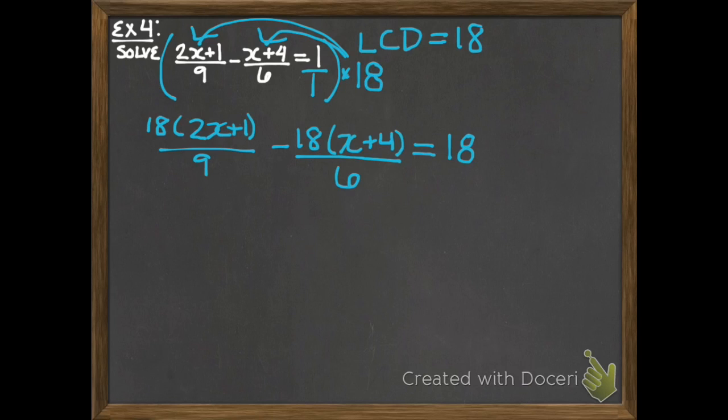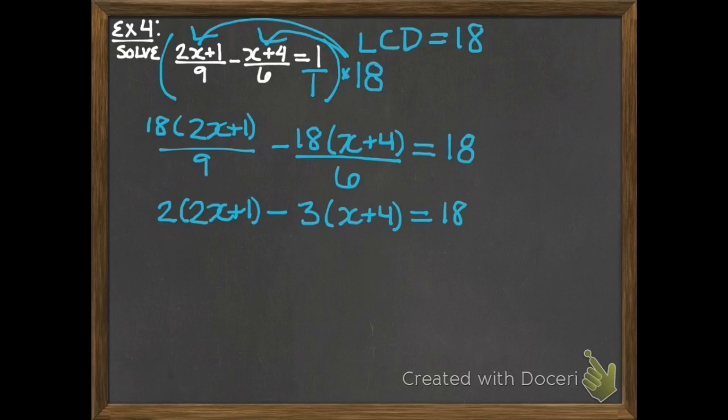And so now, instead of distributing and then resimplifying, which I could do, I'm just going to say, well, 18 divided by 9 is just going to give me 2 times 2x plus 1 minus, and then 18 divided by 6 just gives me 3. So I'm just simplifying this part right here, times the x plus 4. And I can only do that because this is multiplication. It's 18 times something divided by 6, so I can just divide directly into that 18. So this all equals 18.